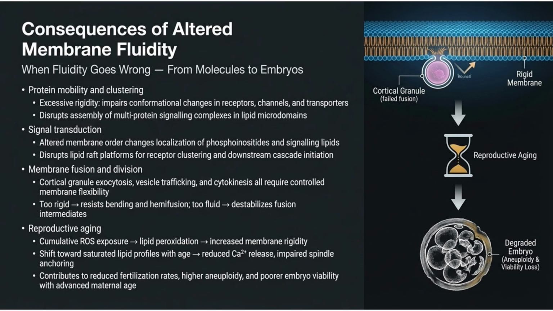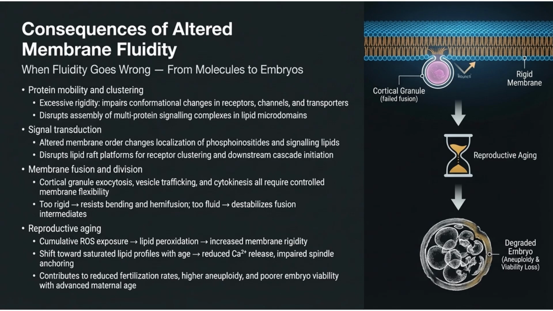Membrane fluidity exists within an optimal range, not too fluid, not too rigid. Deviations in either direction have consequences that ripple through molecular, cellular, and ultimately clinical outcomes. Understanding these consequences helps us appreciate why gamete and embryo quality is so sensitive to factors that alter membrane lipid composition. At the level of membrane proteins, excessive rigidity impairs the conformational changes that receptors, ion channels, and transporters must undergo to carry out their functions. A receptor that cannot flex cannot signal. A channel that cannot open cannot conduct ions.